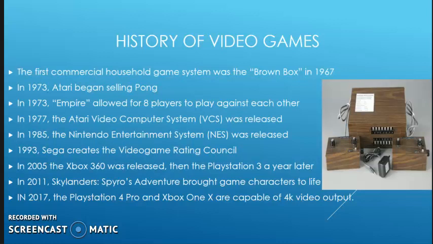In 1977, the Atari Video Computer System, the VCS, was released. It used removable cartridges, which allowed more games to be played using the same hardware. So if you didn't like one game, you simply took it out of the VCS and then added something new in. It was that simple, and a lot of video game consoles started to take note of that and started using that in their consoles.